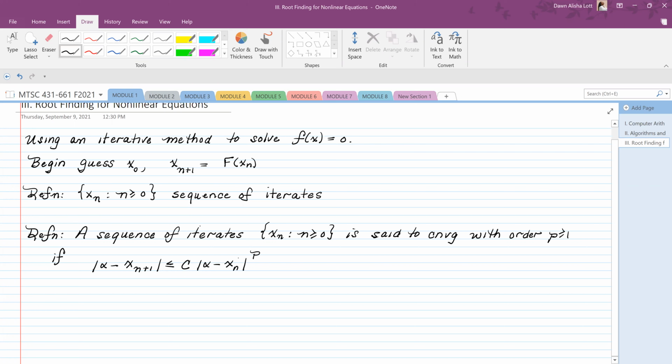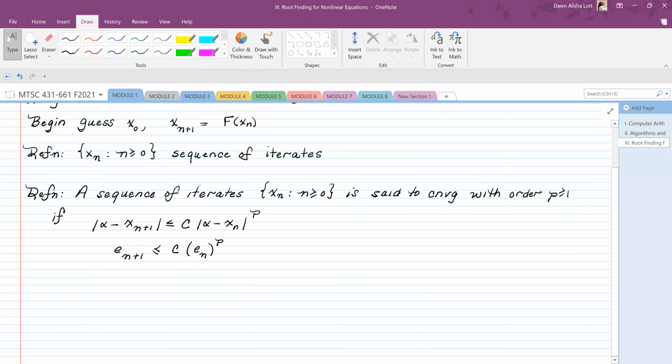to the p. All right, so we're looking at the error in the n plus first iterate, that's en plus 1. It has to be less than a constant times the error in the nth iterate raised to the p. And this is true for some c positive, greater than 0. If p is equal to 1, the sequence is said to converge linearly to alpha.